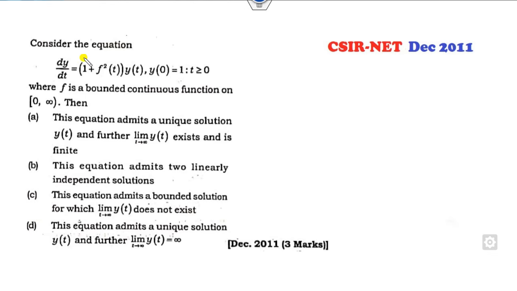Look at this another one. Consider the equation, where f is a bounded and continuous function. Can you think of a function which is bounded and continuous and as simple as possible? You can simply take a constant function, and the easiest constant function is 0. So y dash is equal to y. Can you find the solution of this?